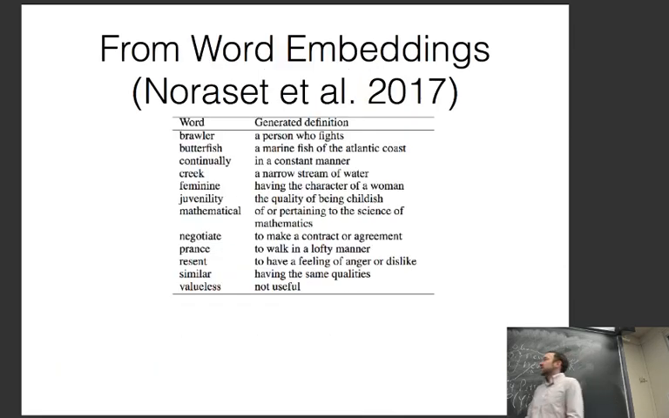Another interesting paper that I've seen recently is a paper on generating definitions for word embeddings. So this is a model that's not an encoder-decoder model. It's a model where you just have a vector and you want to generate something from the vector. And so you get the word vector for each word, like brawler, butterfish, continually, creek, etc. And then you input this into the decoder, and then you try to generate the definition. And you can get things like brawler, a person who fights, a butterfish, a marine fish of the Atlantic coast, continually in a constant manner.